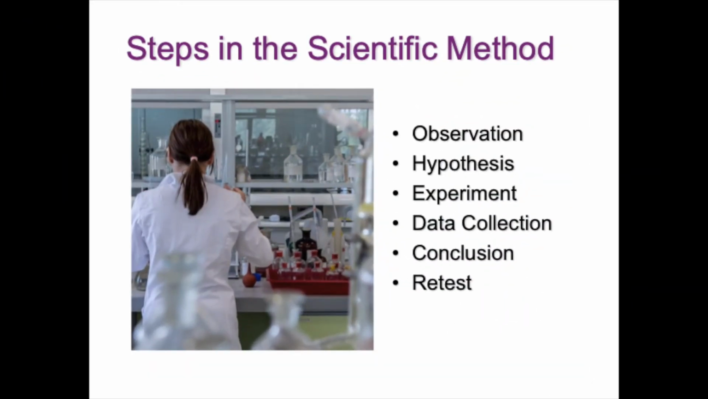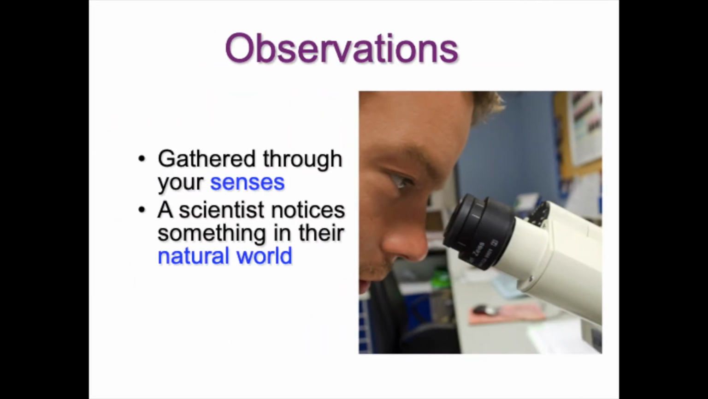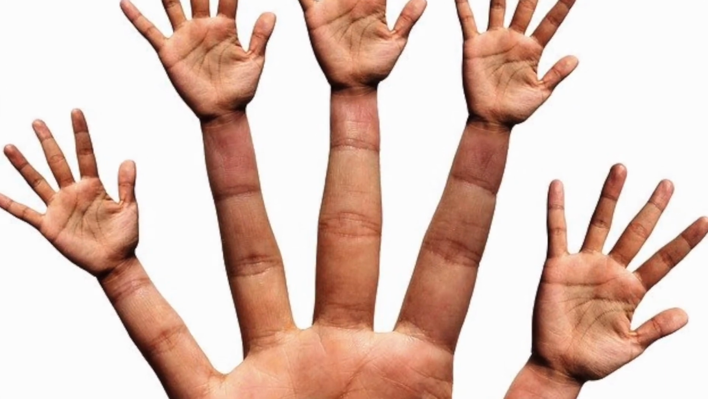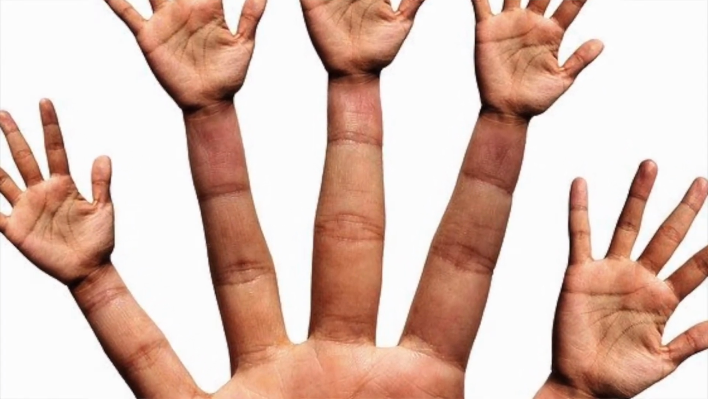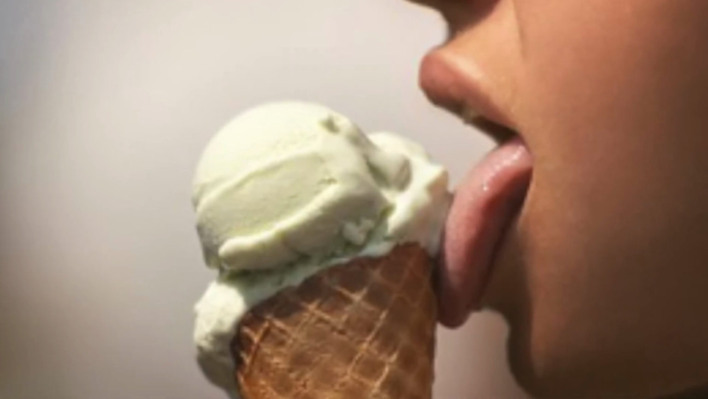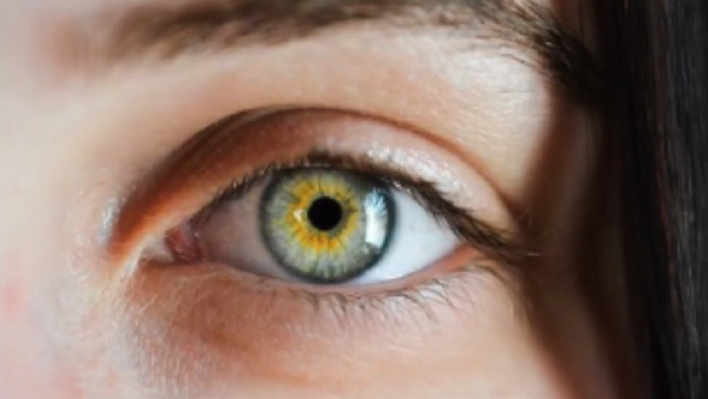We start off with observation, we move to a hypothesis, we experiment, we collect data, we make a conclusion, and then we retest. So what is observation? Observations are data that are gathered through your senses, whether it's your sense of smell, your sense of touch, perhaps your sense of taste, whatever you hear or whatever you see.